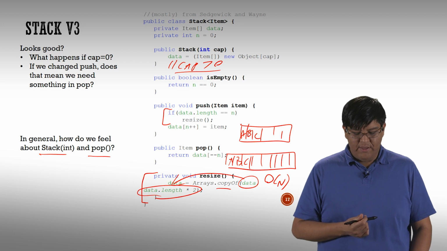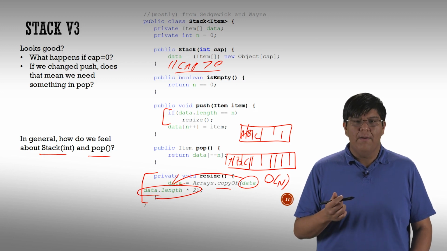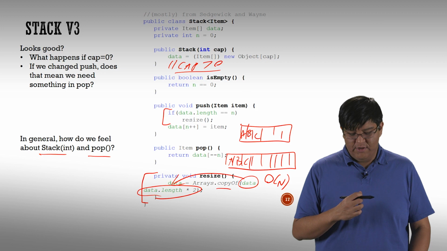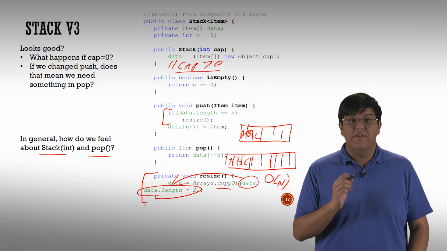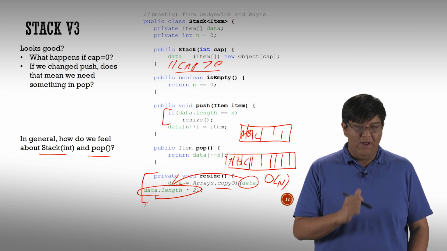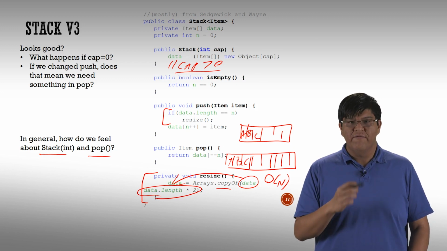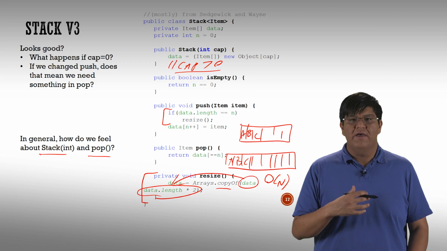The other thing we can do is look at pop. We still have a concern where pop could throw an exception. So that would be another issue. All in all, this looks pretty good. In the next video, we will fix the next pair of problems. We'll take a look at the constructor, we'll take a look at pop, and we'll fix that, and it'll give us a very good stack implementation.